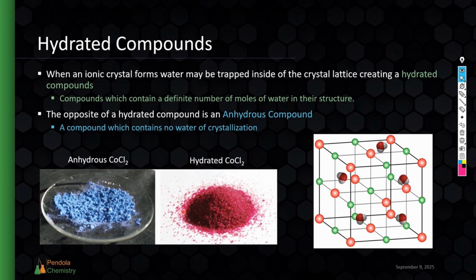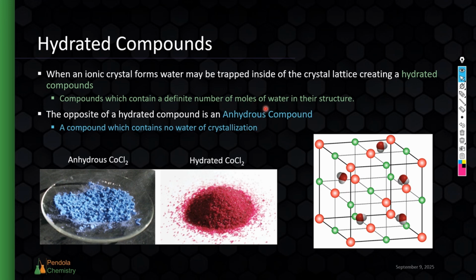Here we have an example of hydrated cobalt-2 chloride. Cobalt-2 chloride is this beautiful crimson solid crystal. We can see here that it's not liquid, it's not wet, it's just a solid compound. In the crystals, though, there are water molecules, not a large amount of water, but water molecules trapped within that crystal. The opposite of a hydrated compound is an anhydrous compound.